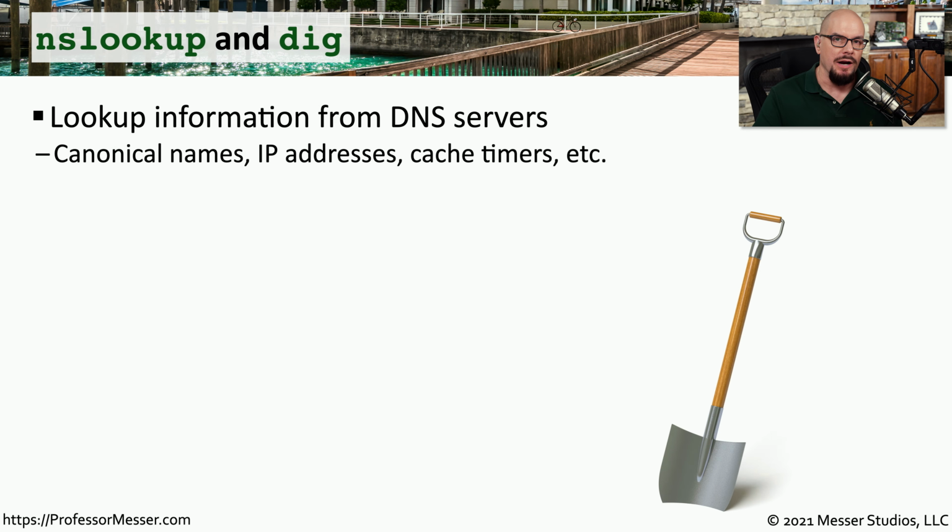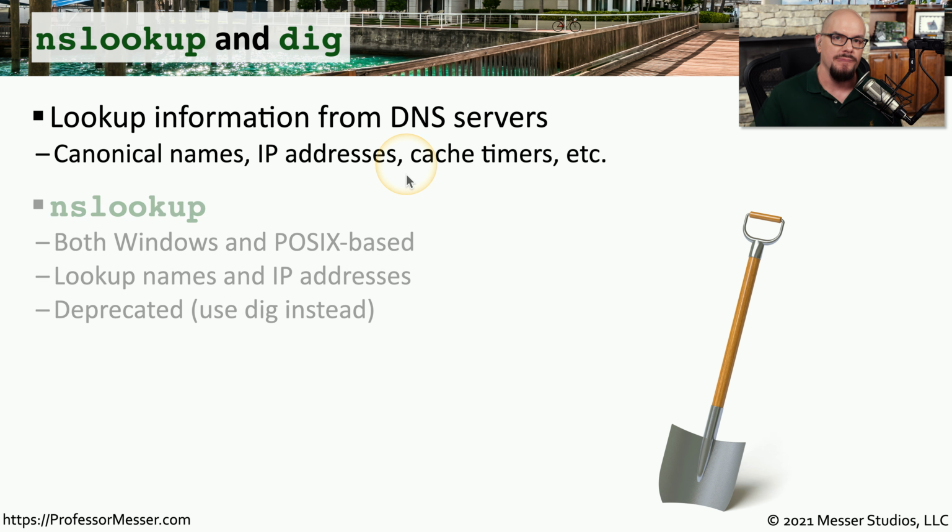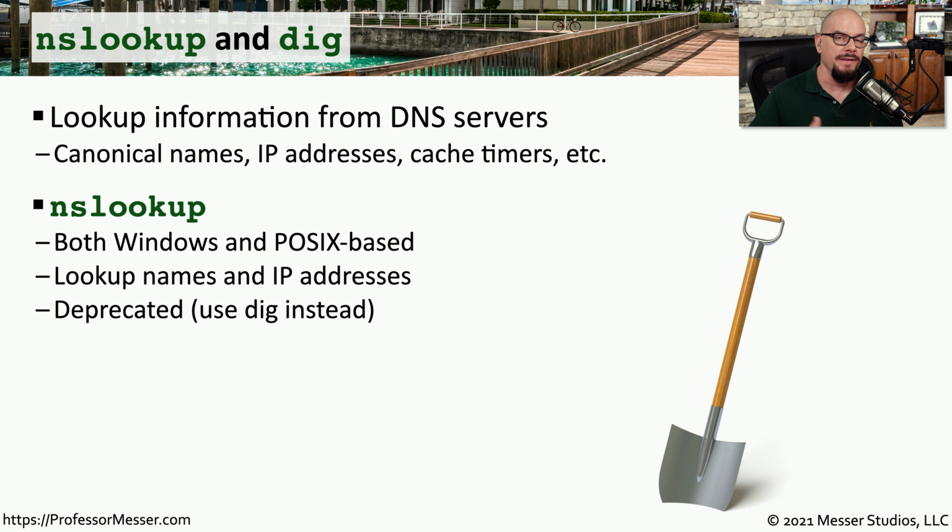Sometimes when performing our troubleshooting tasks, we may need to gather information from a DNS server. We can use the nslookup or the dig command to get information about canonical names, IP addresses, cache timers, and anything else that might be configured in that DNS server. NSLookup is a utility you may find available on Windows, Linux, and other devices as well. It will look up names and IP addresses, and you'll find that many devices are moving from using NSLookup to using the dig command.